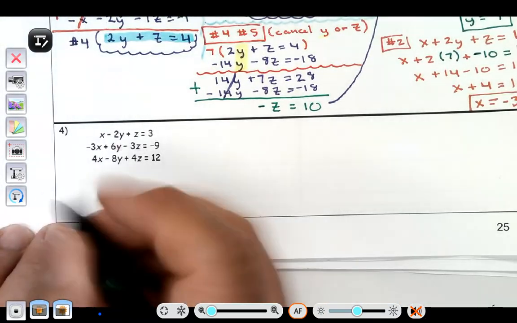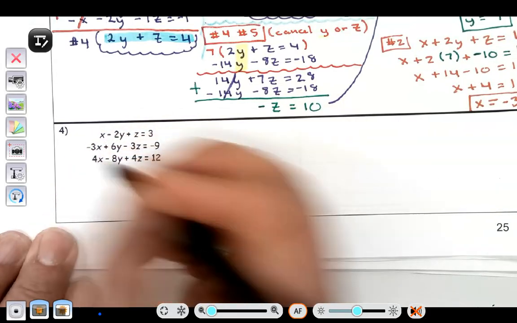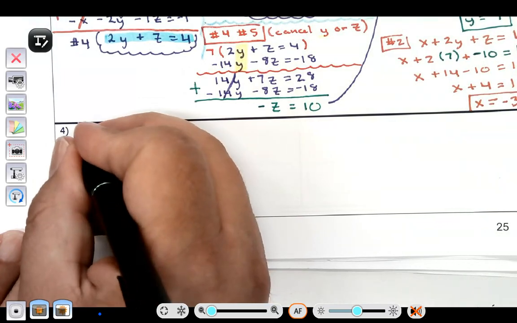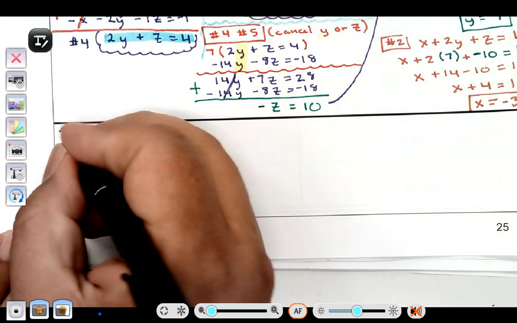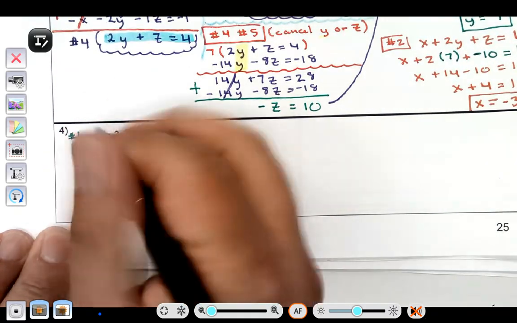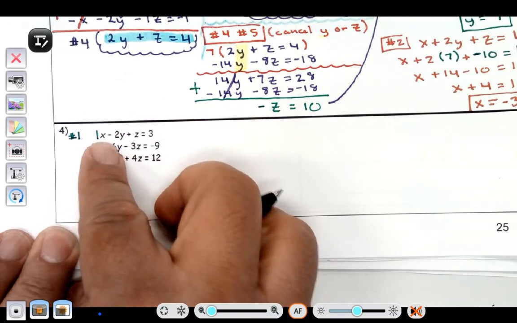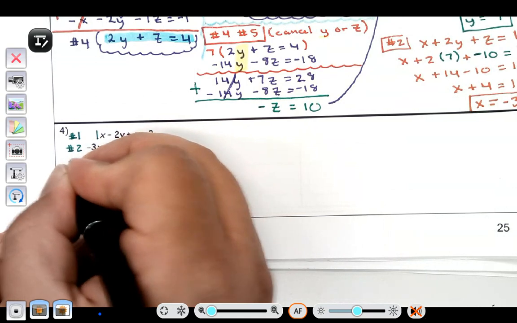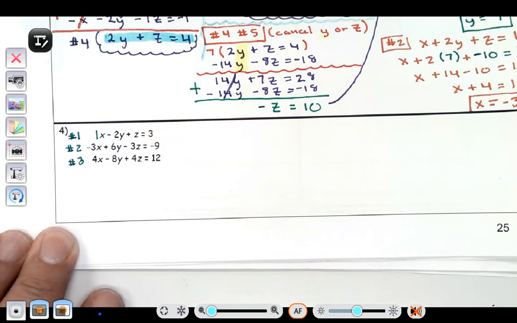Now, last time I called it line 1, line 2, line 3. Really, you could put it in any order you want. I like this one to be line 1 because it does have a 1x. So a 1x is easy to manipulate. So I'm going to call this number 2 and number 3. Again, it does not have to be in that order. You can put them in any order you want. All right, here we go.